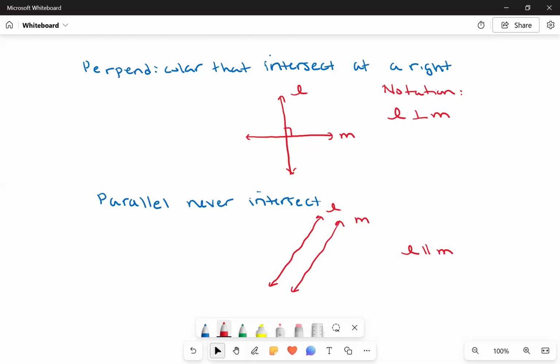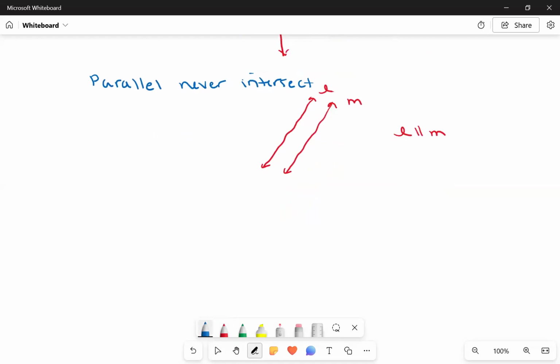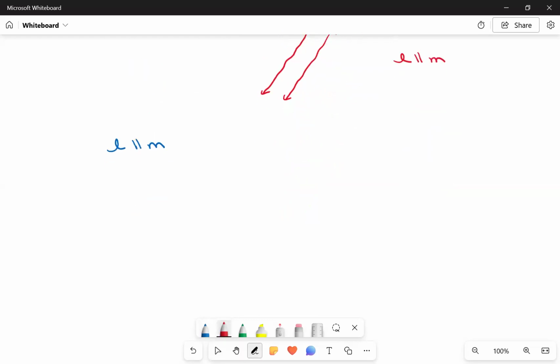Great. Okay, now here's where angles come into play. Now, of course, with perpendicular lines, there's obviously the right angle, but more detailed than that is when we have parallel lines cut by what's called a transversal. Okay, so let's say I told you L is parallel to M. I'm giving you this important statement.